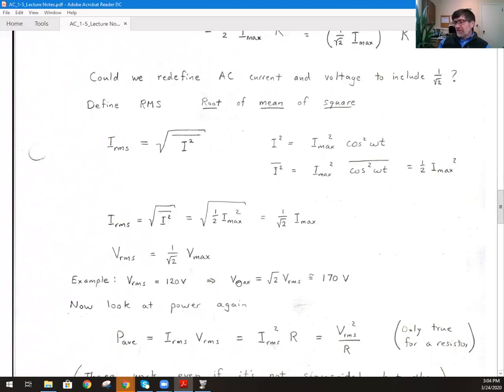The maximum value, you'd have to invert this formula up here and take the maximum. You would say the maximum is equal to the square root of 2 times RMS. So here I'm taking the square root of 2. So the peak value is actually 170 volts.